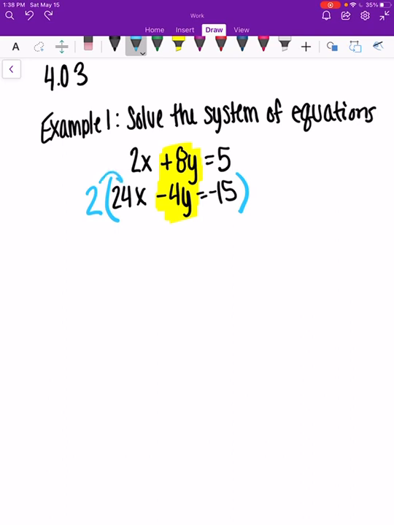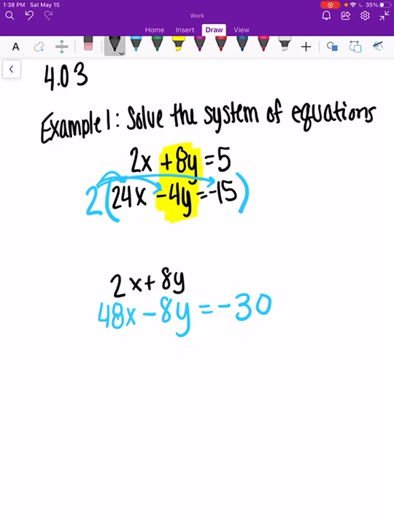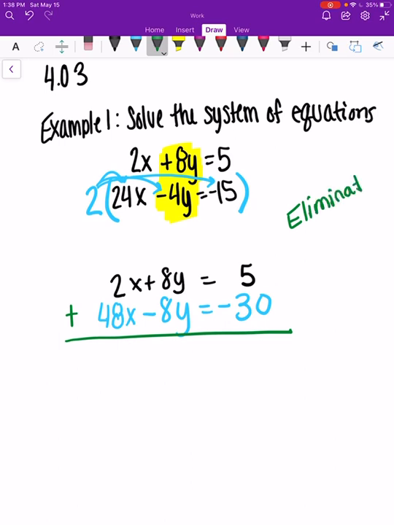So 24x times 2 is 48x. 2 times negative 4y is minus 8y. And 2 times negative 15 equals negative 30. And I'm going to stack the top equation, 2x plus 8y equals 5, on top. So what I'm going to do is add these equations together. And by the way, when I'm doing this, this is called the elimination method. Okay, I'm going to add the two equations together.